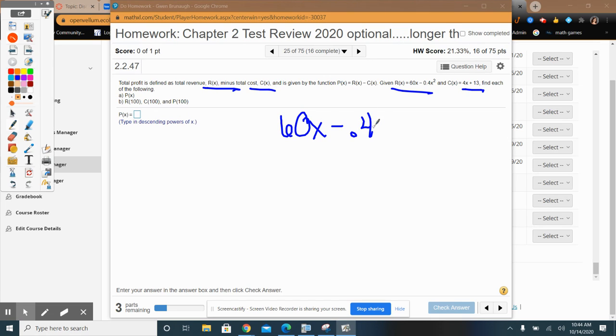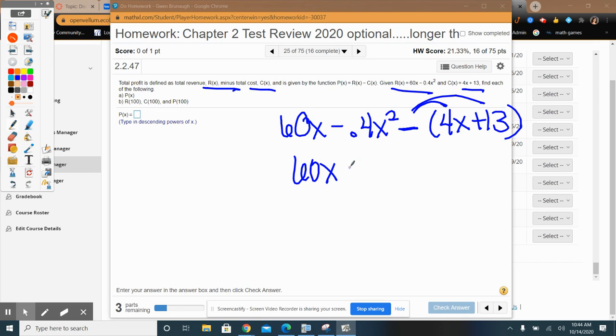minus 0.4x squared, and we're going to subtract the cost. But when you do that, you must have parentheses. You will have to subtract all the pieces. So that's 60x minus 0.4x squared minus (4x minus 13). So make sure you subtract all the pieces.